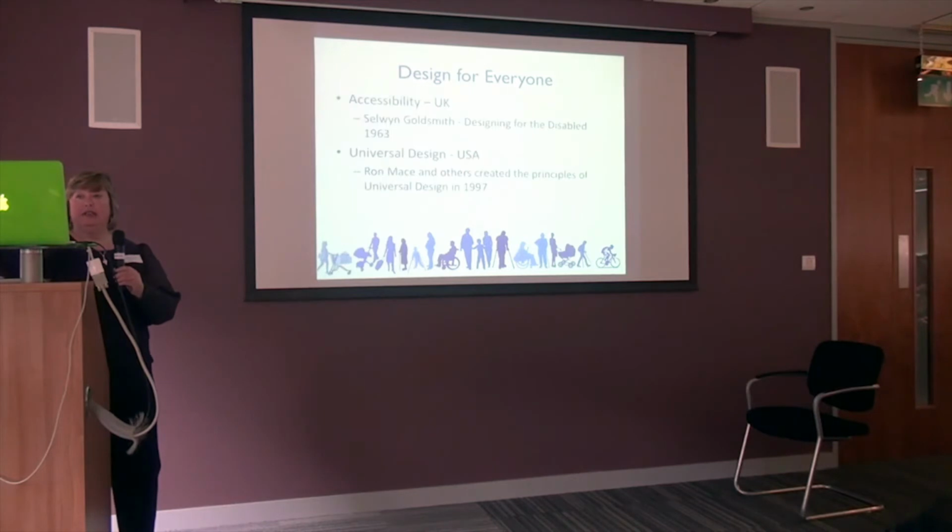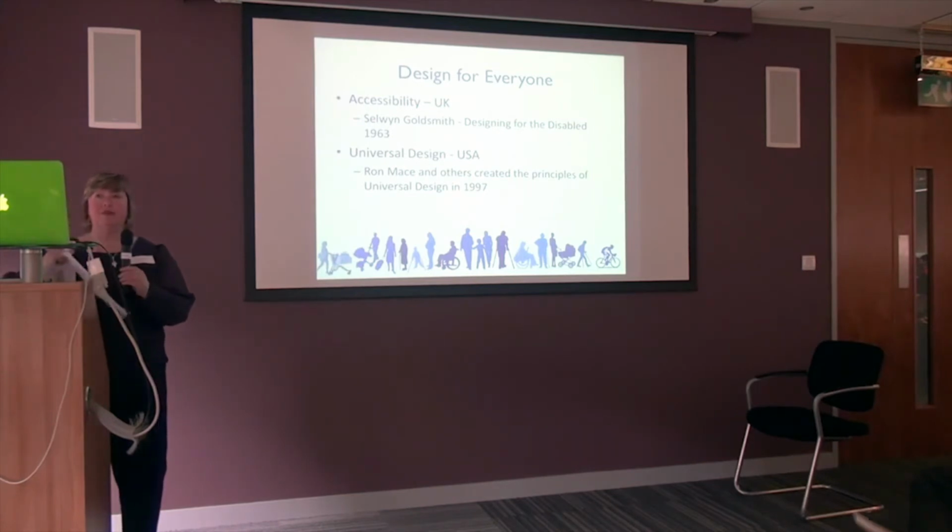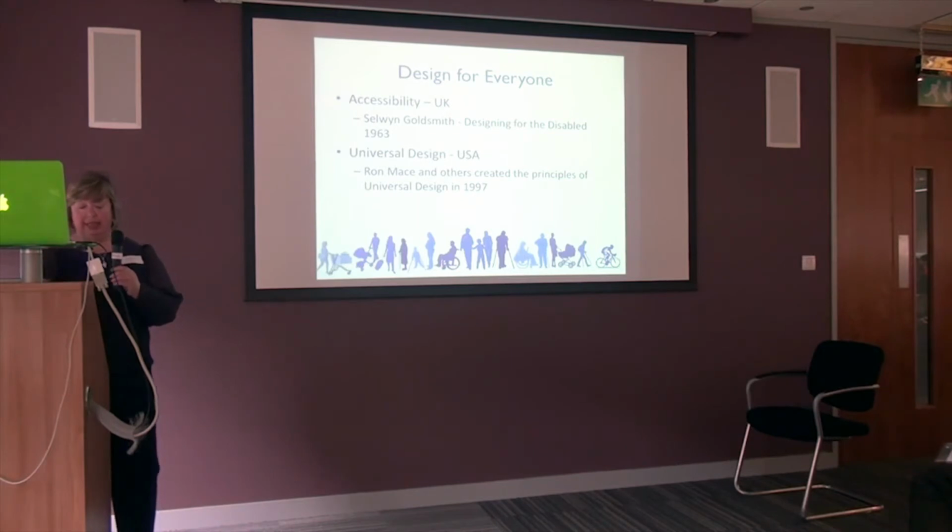So inclusive design. In the UK, Selwyn Goldsmith was the person who kind of led the charge for inclusive design and accessibility. His first book was published in 1963, Designing for the Disabled. And he was asked for a follow-up edition. So what he decided to do was actually go out. He chose the town of Norwich, perhaps the city, I'm not sure.